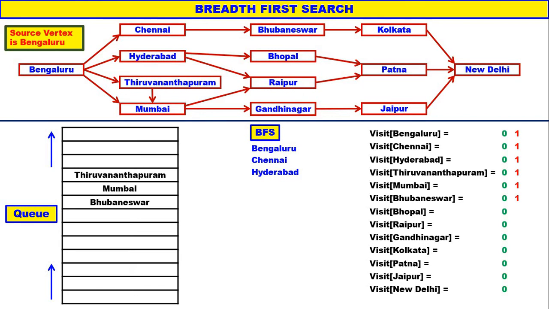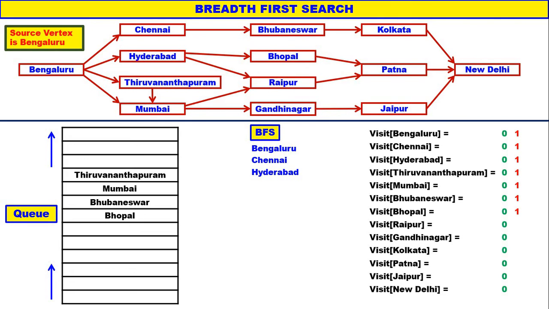Can we add Bhopal? Check visit of Bhopal whether it is equal to 0. Yes, visit of Bhopal is equal to 0. It means Bhopal is not yet visited. Therefore, Bhopal can be added at the end of the queue. And when you add a vertex at the end of the queue, immediately make visit of that particular vertex equal to 1. Therefore, visit of Bhopal becomes 1.